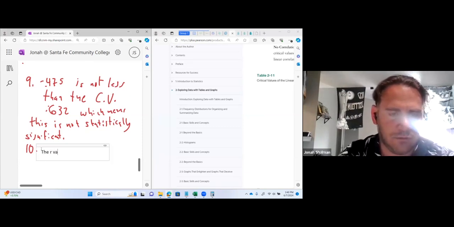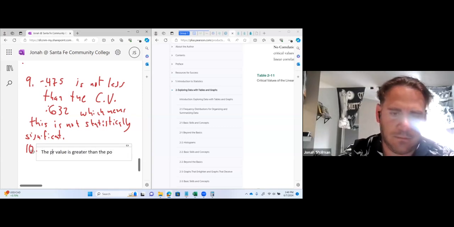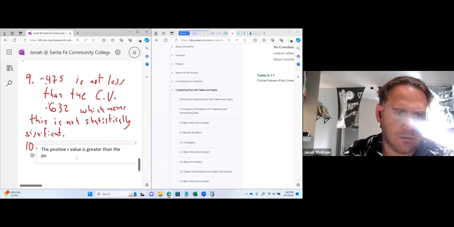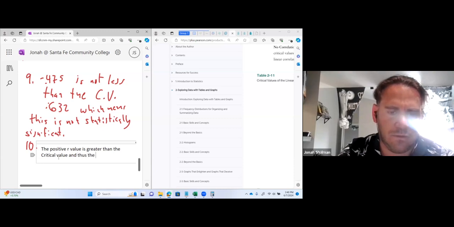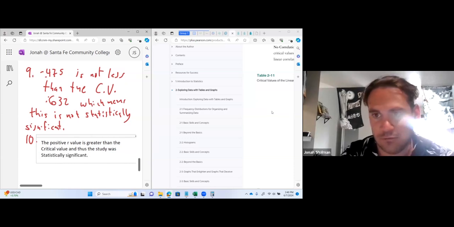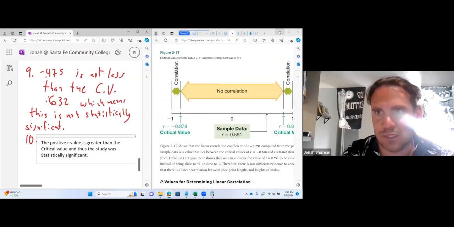The positive R value is greater than the critical value. And thus, the study was statistically significant. What does that mean? What does that actually mean for us? Well, we'll go to number 6. We'll see what that actually means.